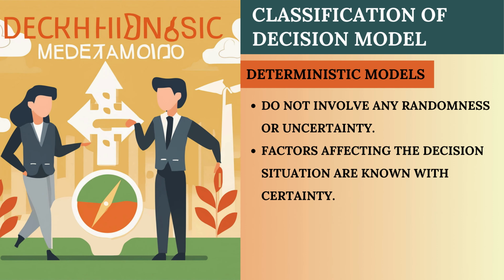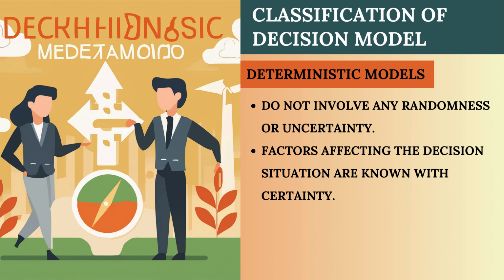Next are deterministic models. They assume that all the factors affecting the decision situation are known with certainty. These models do not involve any randomness or uncertainty. Let's take an example. In a transportation problem, where the goal is to minimize the cost of shipping goods from various sources to different destinations, a deterministic model would assume that the costs, supply, and demand are all known with certainty.